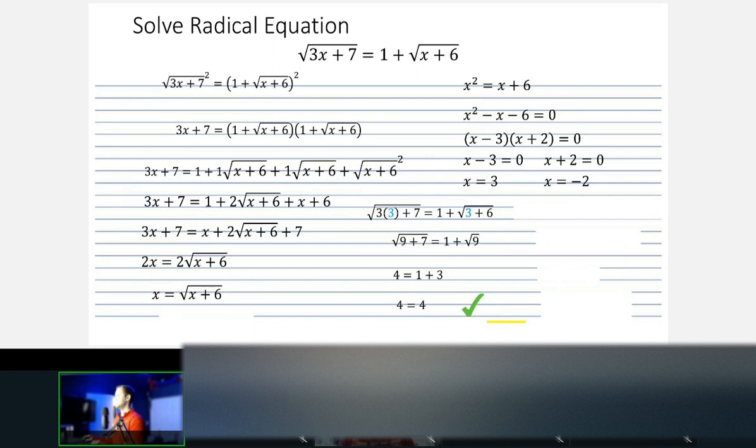Then we plug in negative 2 into the original problem. And there's the setup. There's the next step, simplified work.